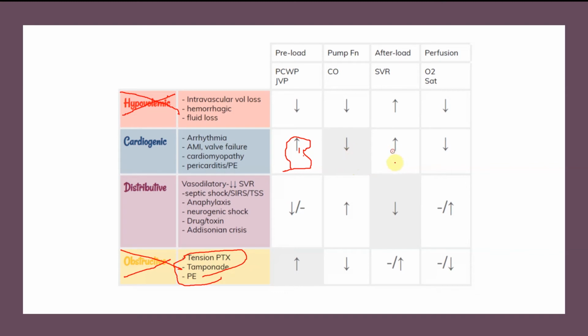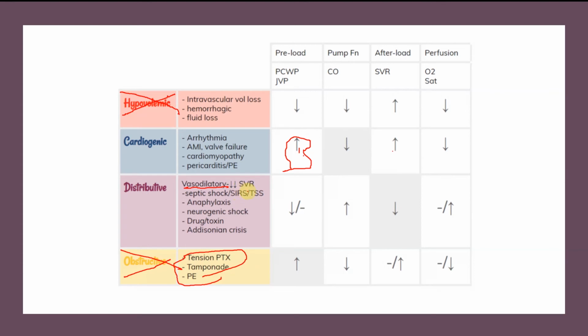The afterload is increased. So the afterload is the systemic vascular resistance. So the vasculature is actually constricted and clamped down, at least initially, in cardiogenic shock. And because of all this, perfusion is decreased. Distributive is probably the most common form of shock. When we talk about distributive shock, we're talking about vasodilatory shock, which is decreased systemic vascular resistance.